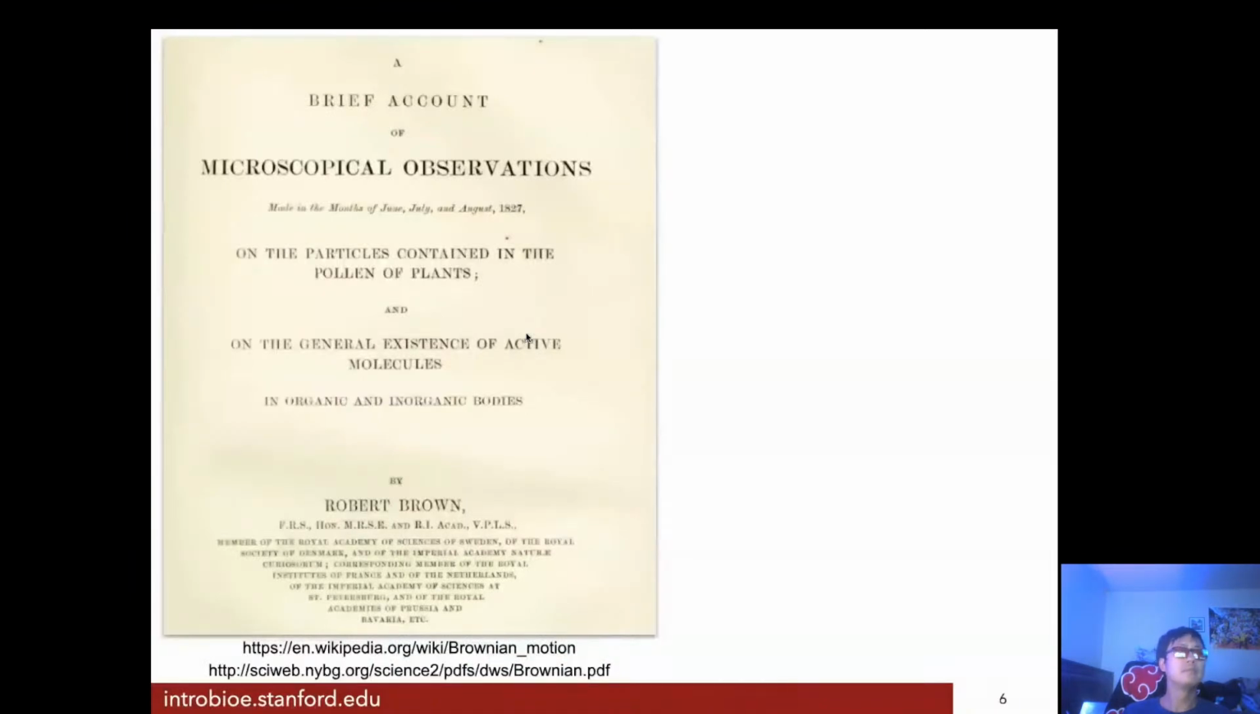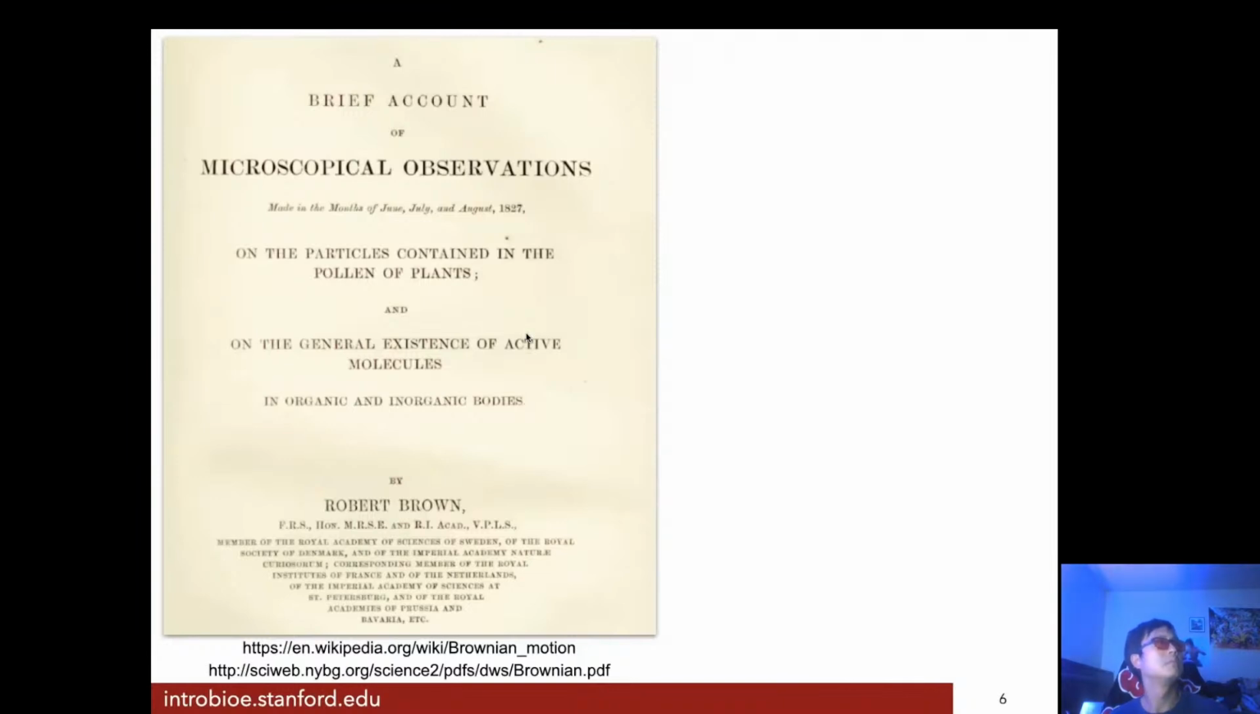In 1827, there's an important brief account. Look at the title of this. We've talked about reading research papers. Here's one from 1827: A brief account of microscopical observations made in the months of June, July, and August of 1827 of the particles contained in the pollen of plants, and on the general existence of active molecules in inorganic and organic bodies by Robert Brown. This is a really important research paper, to say the least. And Mr. Brown, among other things, was apparently interested in life.